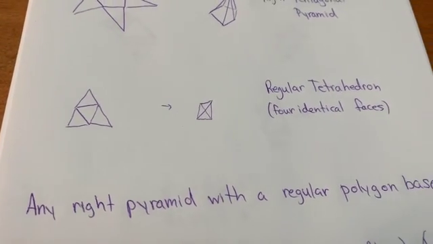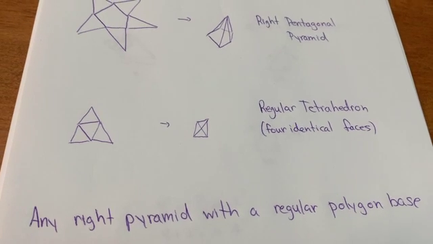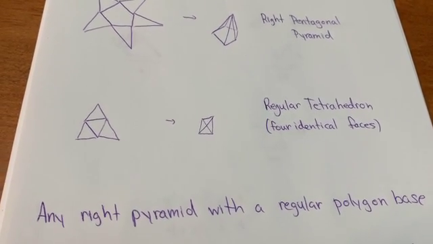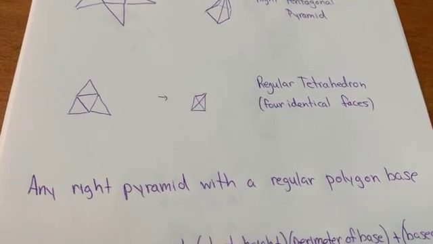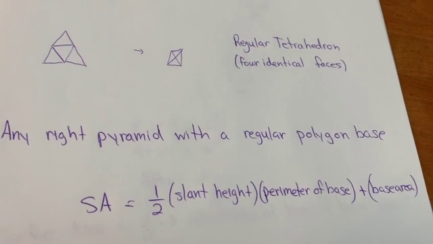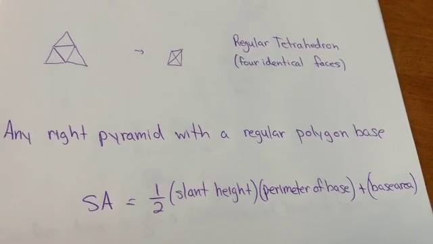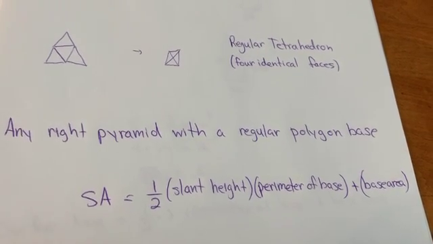So any pyramid that's a right pyramid and has a regular polygon base, meaning that its sides on the base are the same, whether it's a square, a triangle, a pentagon, or something with more sides than that, follows this little formula here, that the surface area equals 1/2 slant height times the perimeter of the base plus the base area. So it's a bit of a shortcut.